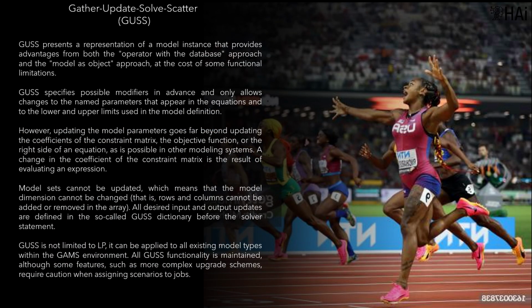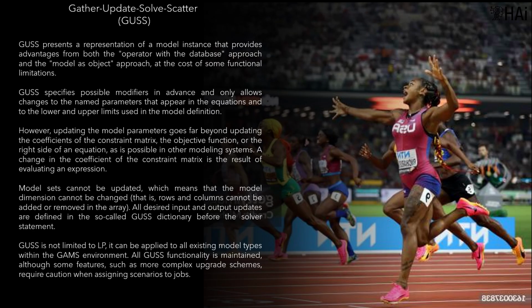GUSS presents a representation of a model instance that provides advantages from both the operator with the database approach and the model as object approach, at the cost of some functional limitations. GUSS specifies possible modifiers in advance and only allows changes to the named parameters that appear in the equations and to the lower and upper limits used in the model definition. However, updating the model parameters goes far beyond updating the coefficients of the constraint matrix, the objective function, or the right side of an equation, as is possible in other modeling systems.